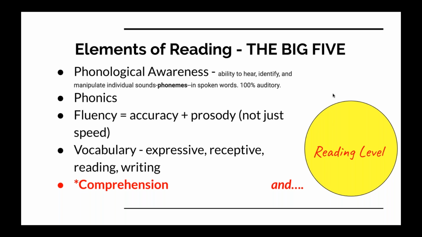Phonics, how consonants and vowels work together, that's kind of easy. We all know what that is. Fluency, this is not just how fast a child can read, but their accuracy and their prosody, which we talked about, their intonation. Vocabulary, four parts of vocabulary. What is the child's expressive vocabulary, their receptive vocabulary, their reading, their writing, and then finally their comprehension. Do they understand what they read? This is really the most important part.